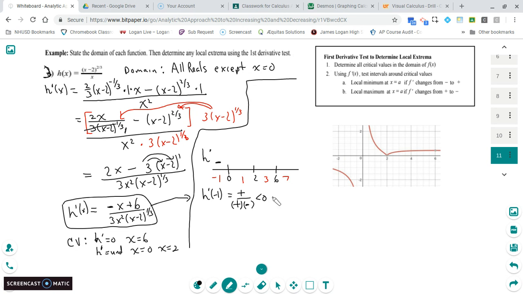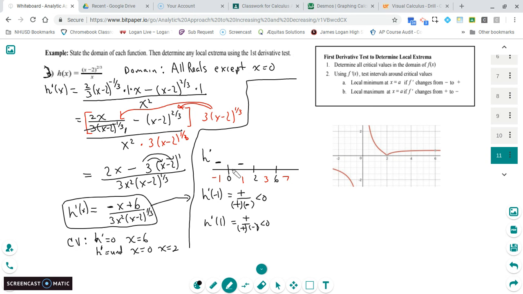Okay, so this is going to be less than 0. Negative. All right, and then H prime at 1. Again, that's going to be -1 plus 6. That's positive. And then 3 times 1 squared, that's positive. And then 1 minus 2, oh, that's negative as well. So this will be less than 0.